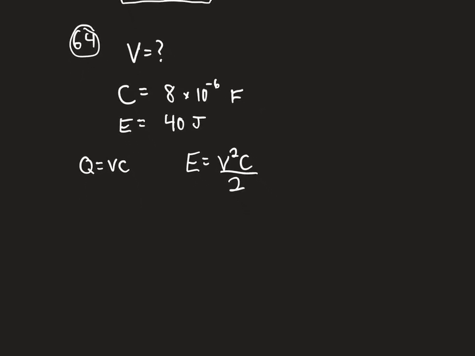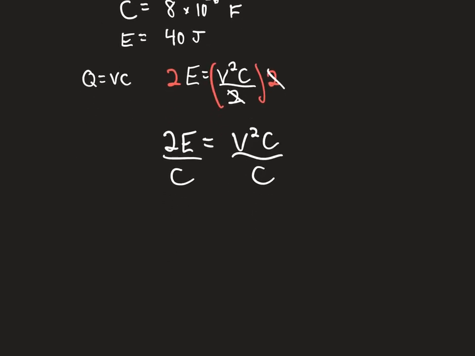Go ahead and do the algebra to get V by itself. How do we do that? What do we do first? Multiply both sides by 2. Times 2 and times 2. So we got 2 times E. My 2's cancel out over here. That equals V squared times C. What do I do now? I divide both sides by C? Sure. Divide by C. Divide by C. And those will cancel out.